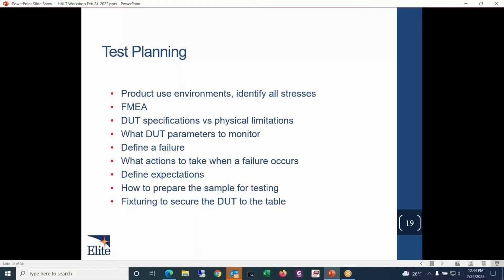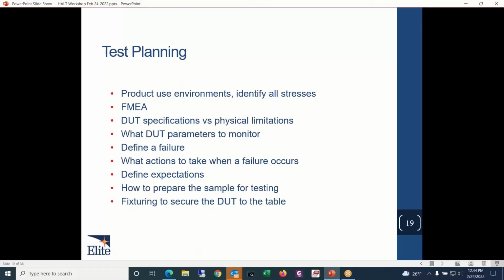It's not really a failure. It's just kind of the bound of an LCD crystal. It'll be important to know what actions you're going to take when a failure occurs. Will you have a backup sample that you may need to put into the test if you have a non-repairable failure? What are your expectations for HALT? What are you really trying to find out from that test?